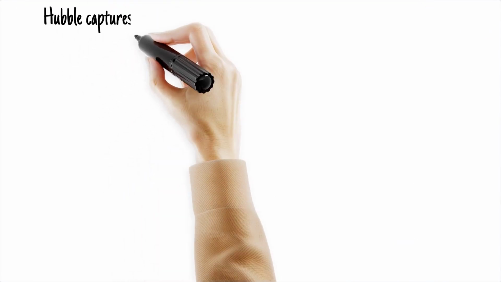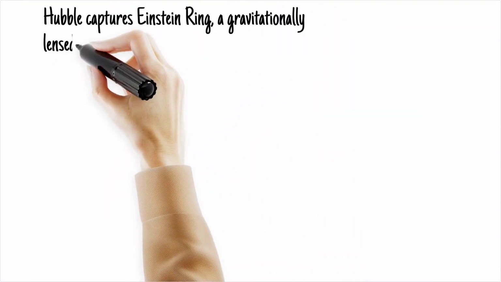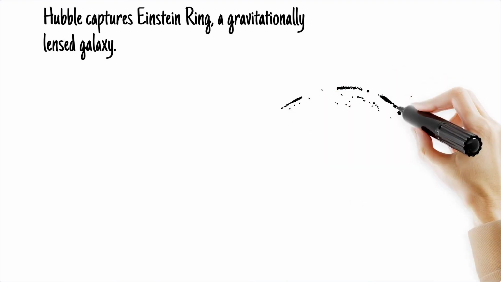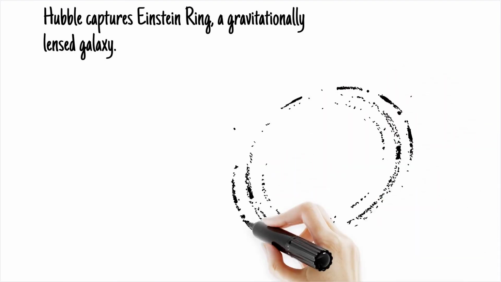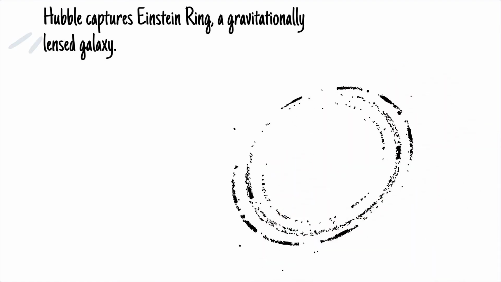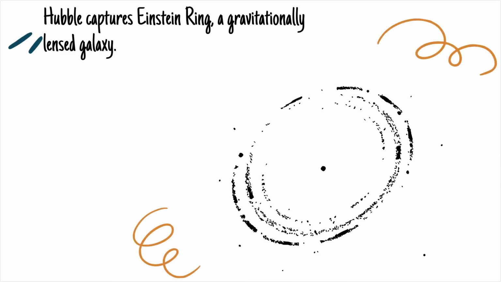The Hubble Space Telescope has captured images of distant galaxies magnified by gravitational lensing, such as the iconic Einstein ring, where the light from a distant galaxy is warped into a circular arc by a massive foreground galaxy.